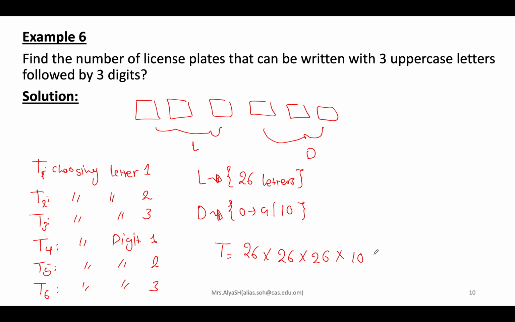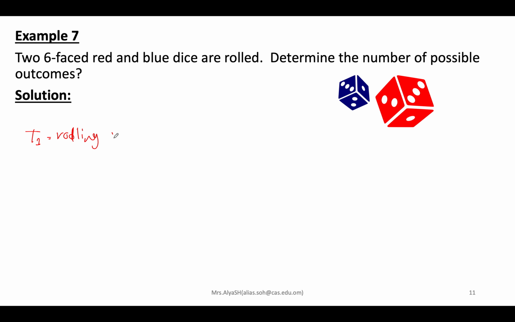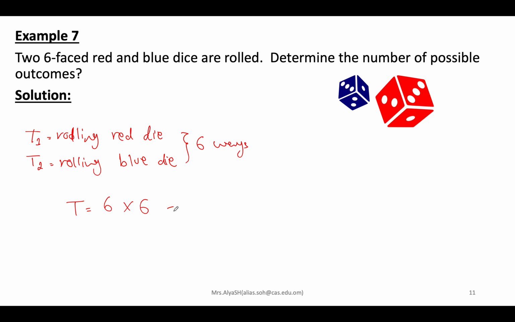Okay, another example. Two faced red and blue dice are rolled. Determine the number of possible outcomes. Now, task 1 is rolling the red die. Okay, task 2 is rolling the blue die, and both of them got 6 ways to be shown in the top face. Therefore, the possible outcomes we got here is 6 times 6, which is 36 ways.